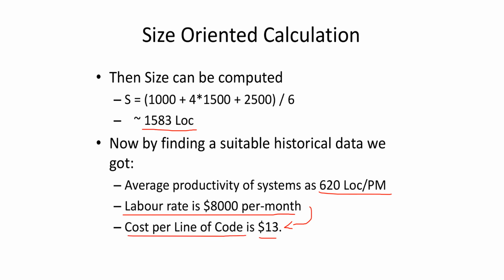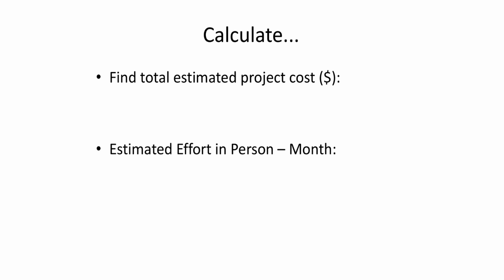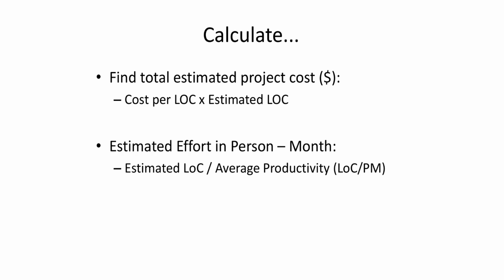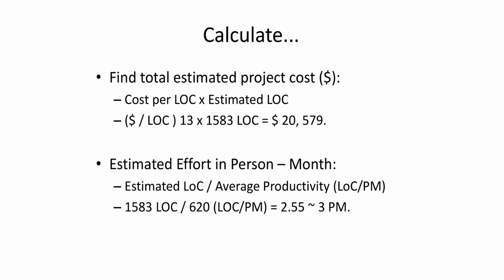So if I ask you to find the total estimated project cost, what you will do is first find the cost per LOC, that is $13, multiplied by the estimated LOC, that is 1583. So you will get the complete cost of the project. Now, if you want to estimate the effort in person-months, the estimated LOC should be divided by the productivity of the system itself, and you will get the total of 3 person-months, and the total cost is $20,579. This is how you estimate based on the size that you have calculated.